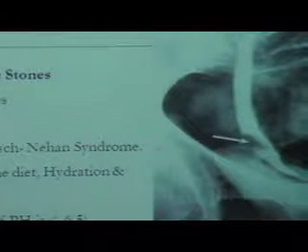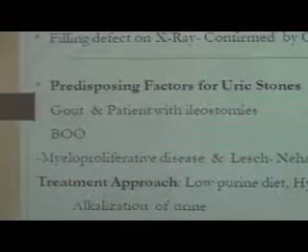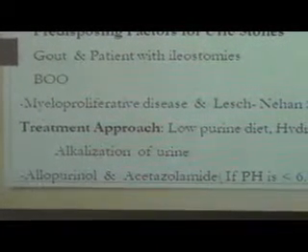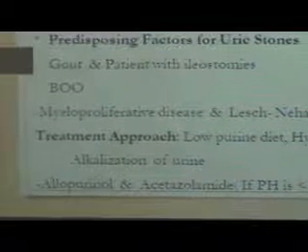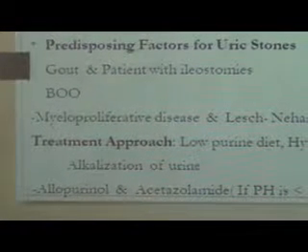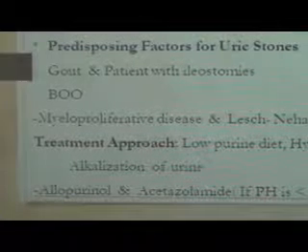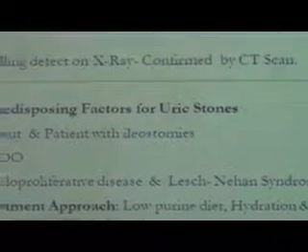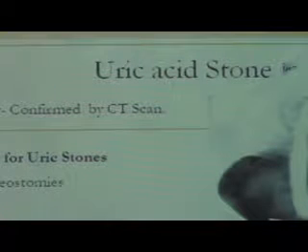And the predisposing factors for the uric acid stone we already discussed in the last class: gout, the patient having myeloproliferative disease, a history of Lesch-Nyhan syndrome, patients with ileostomies. And we can treat such patients by advising a low purine diet, hydration and alkalization of urine. And there are two drugs that are useful to treat uric acid stone, allopurinol and acetazolamide, that is a carbonic anhydrase inhibitor. Okay.